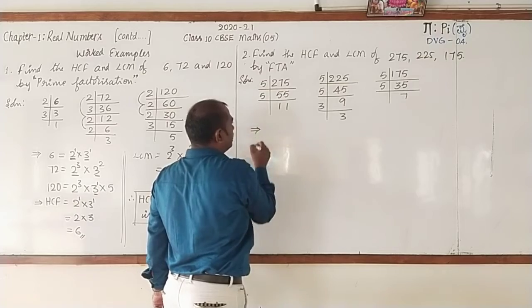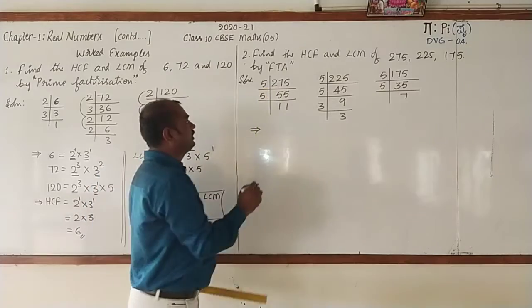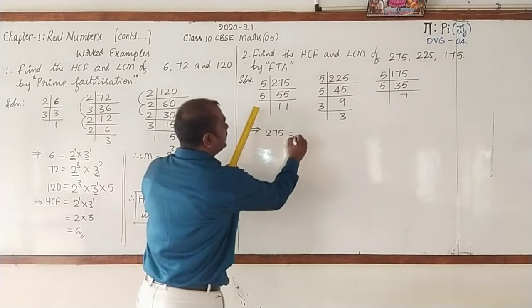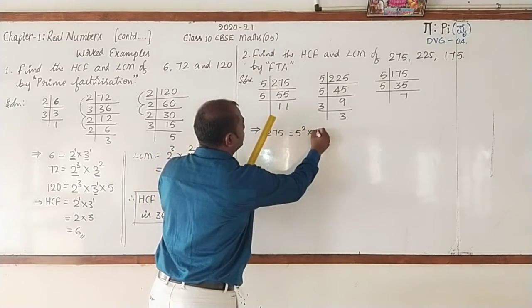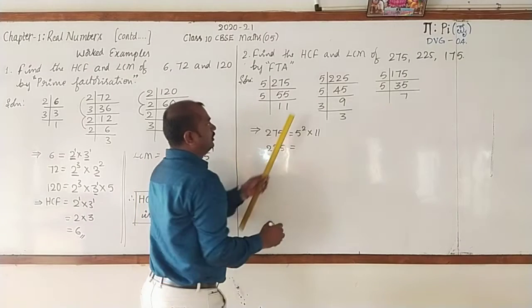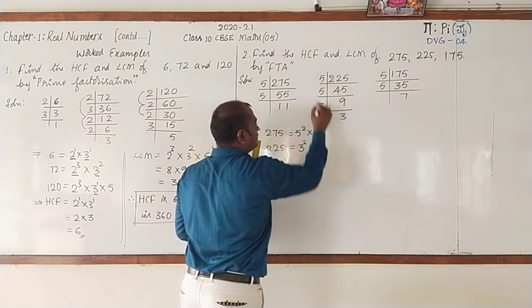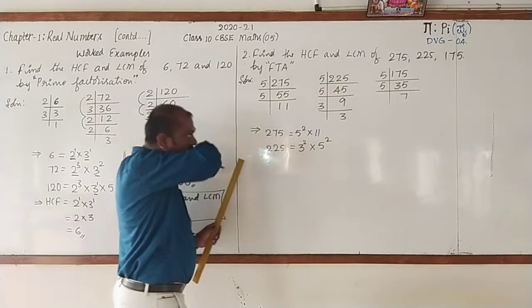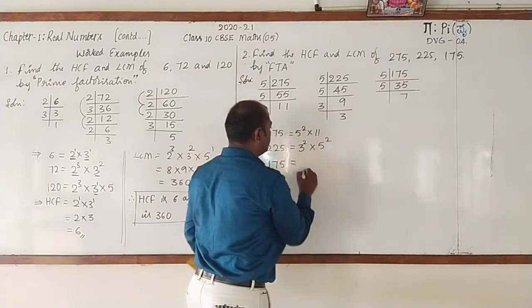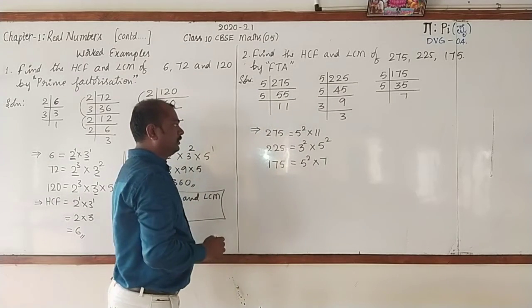Now let us go for writing the prime factorization of each number. What is the first number? It is 275. What is its prime factorization? 5 is repeated 2 times, into 11. The second number is 225. Here 3 is repeated 2 times, 3 square, and 5 is repeated 2 times, 5 square. Next, the third number is 175. 5 is repeated 2 times, into 7 once only.